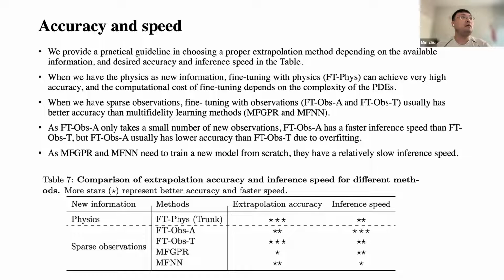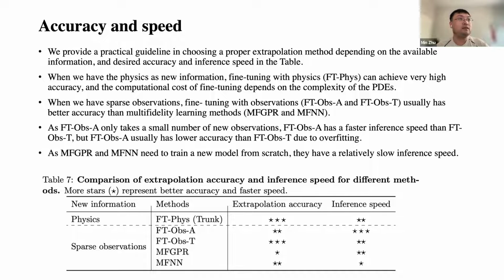Sometimes it could be very fast, but if the PDE is very complicated, this could be very slow. And when we have sparse observations, fine-tuning with observation usually has better accuracy than multi-fidelity methods, as fine-tuning with observation alone only takes a small number of observations. It has faster inference speed than fine-tuning with observation together, but fine-tuning with observation alone usually has lower accuracy than fine-tuning with observation together due to the overfitting.